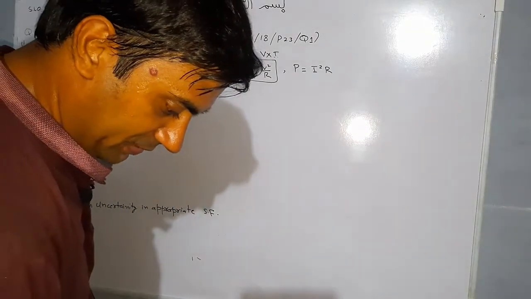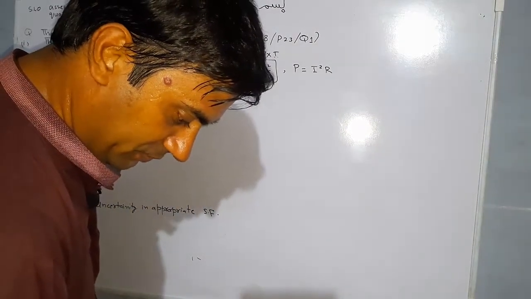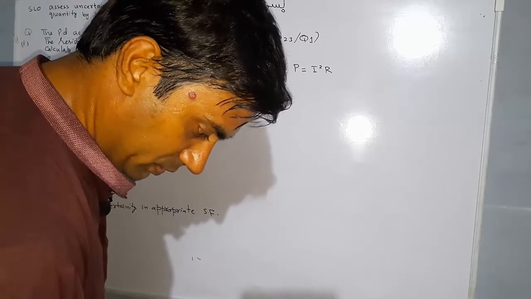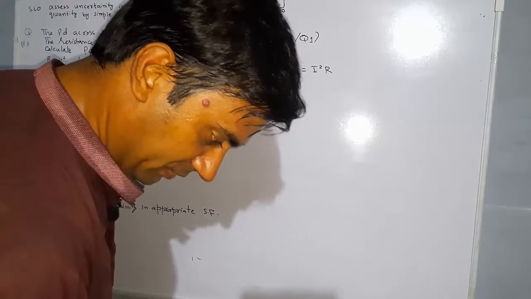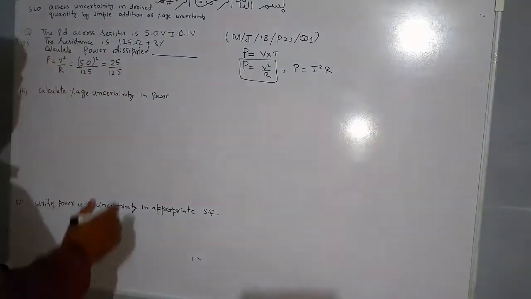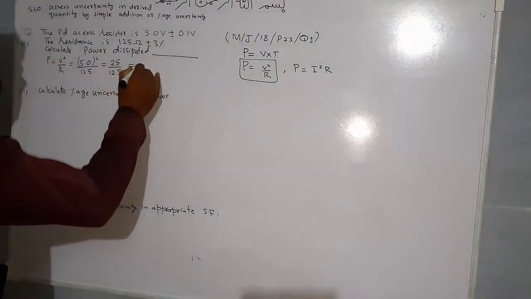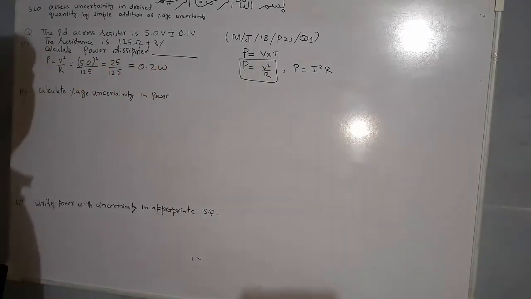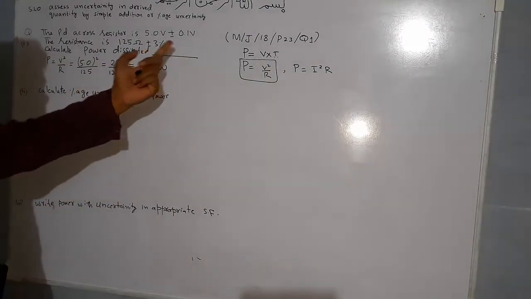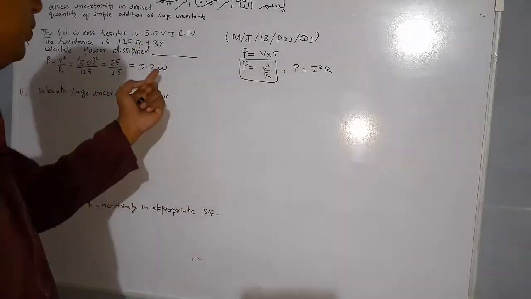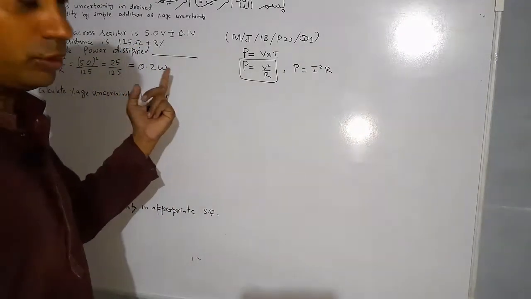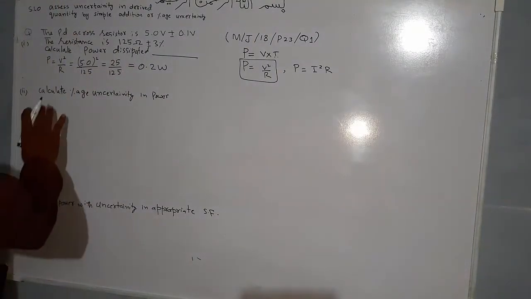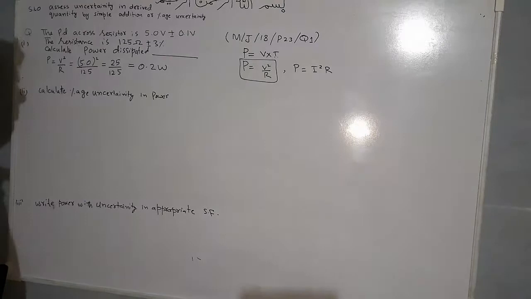So 25 over 125. This will be 0.2 watt. Power is measured in watt. If all the units are SI, like volt and ohm, they both are SI, so the unit of power will be watt, the SI unit. Okay, 0.2 watt exactly.